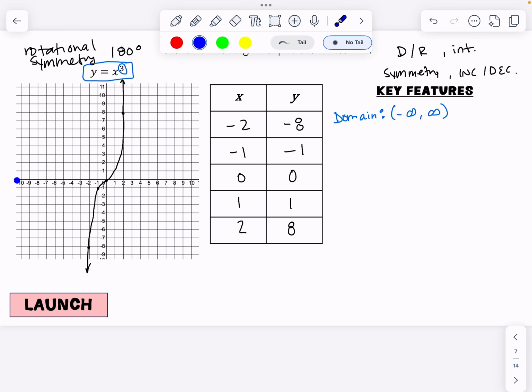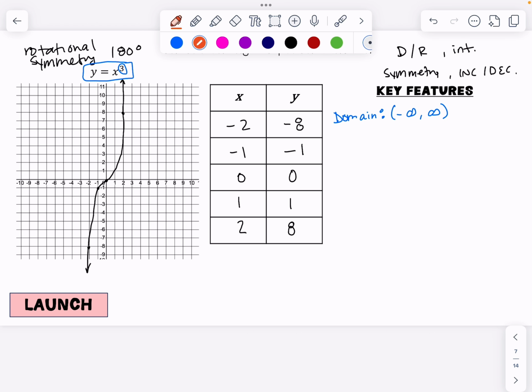I could plug in -10. I could plug in -1,000. I could plug in -1,000,000. Each of those are going to be able to go to the third power. So all the way to -infinity is going to work. And the same logic works in the right direction. So yes, my domain is all real numbers, -infinity to +infinity.